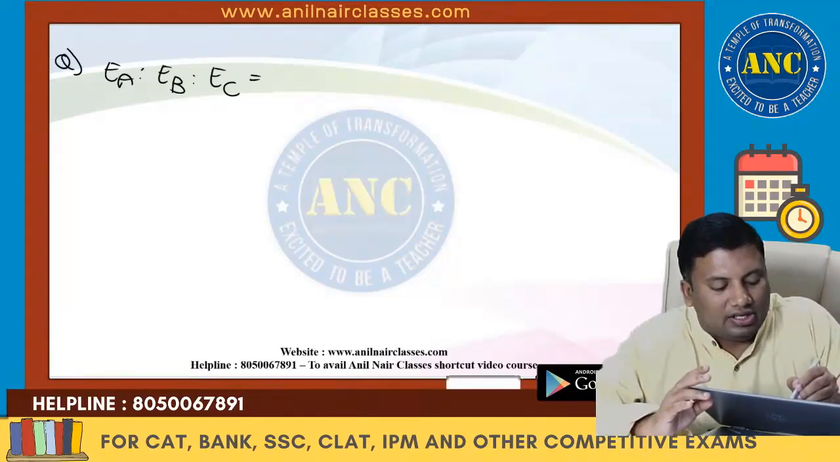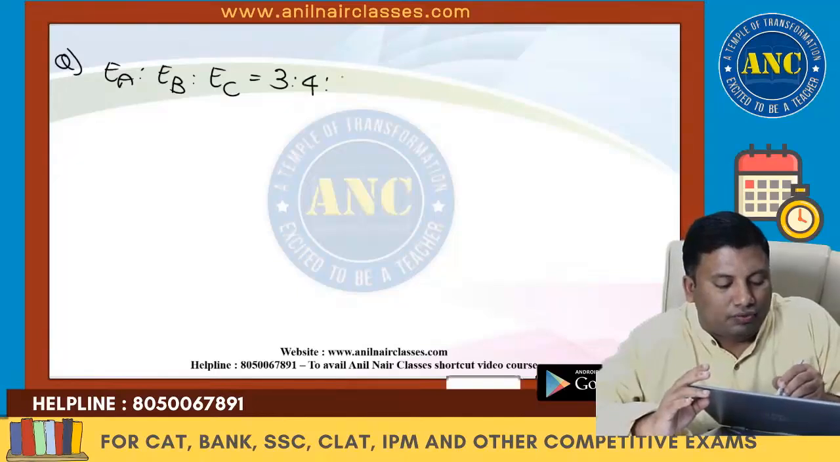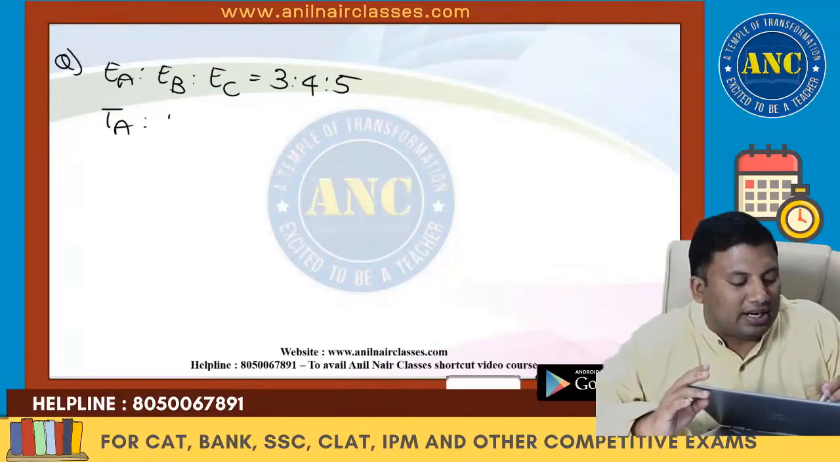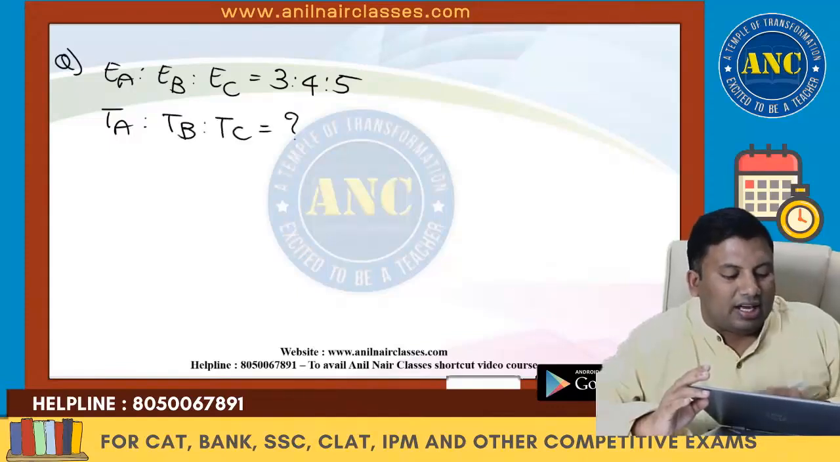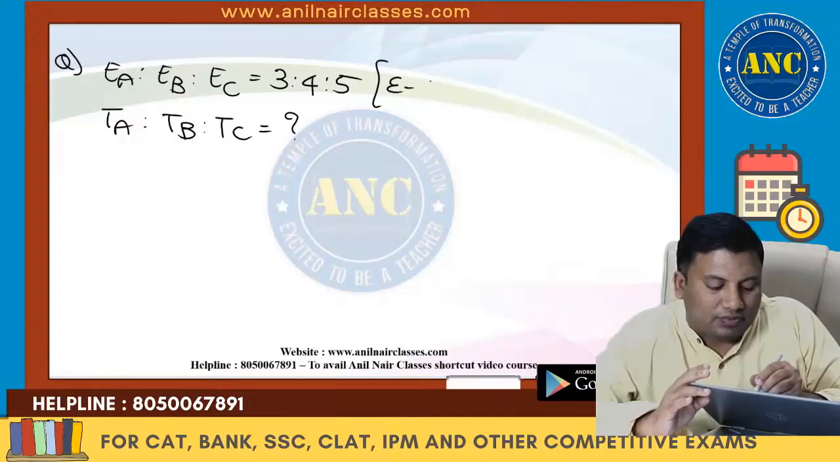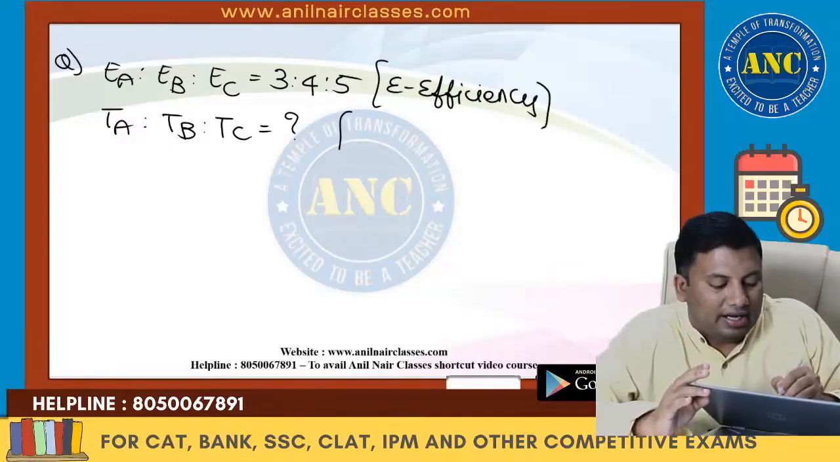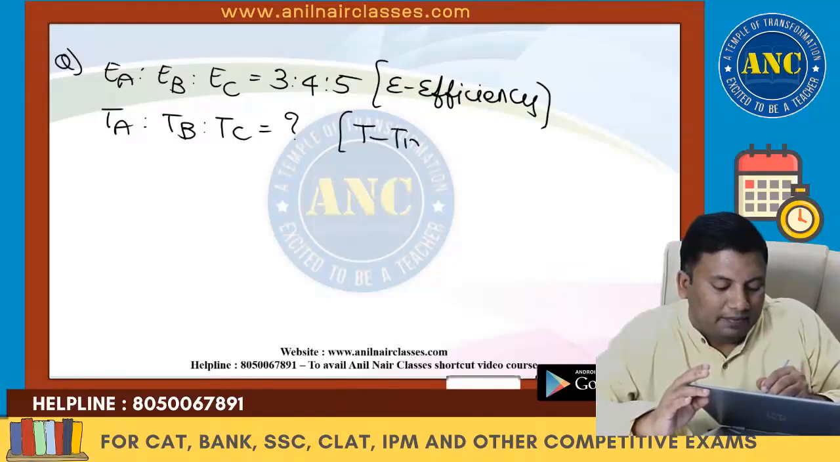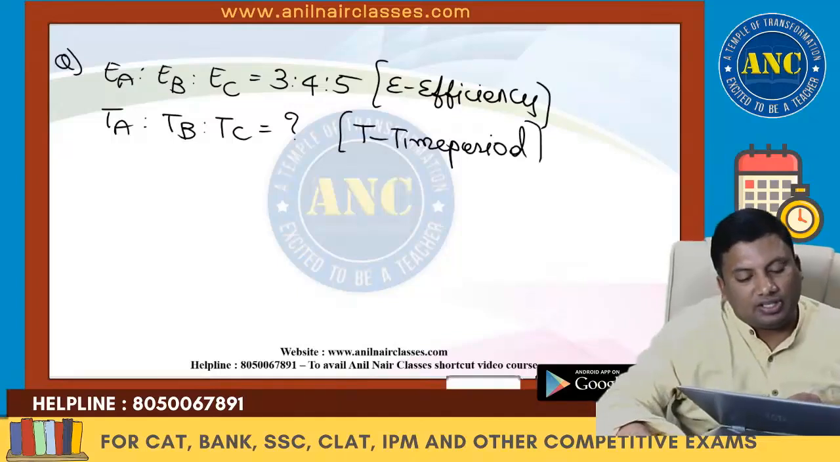Efficiency ratio is 3:4:5. Find the time period ratio. E stands for efficiency and T stands for time period. One by one we will solve.